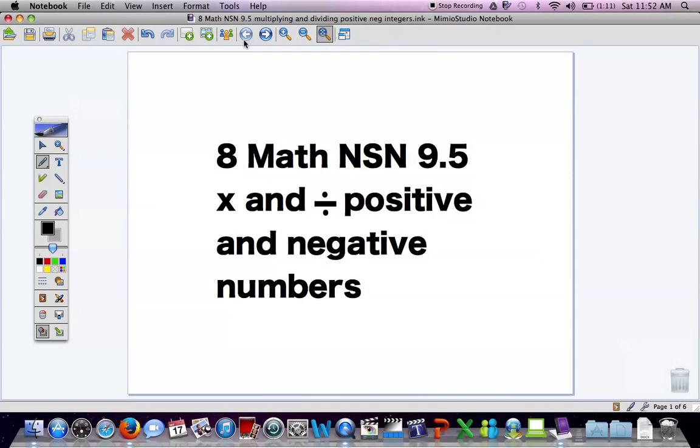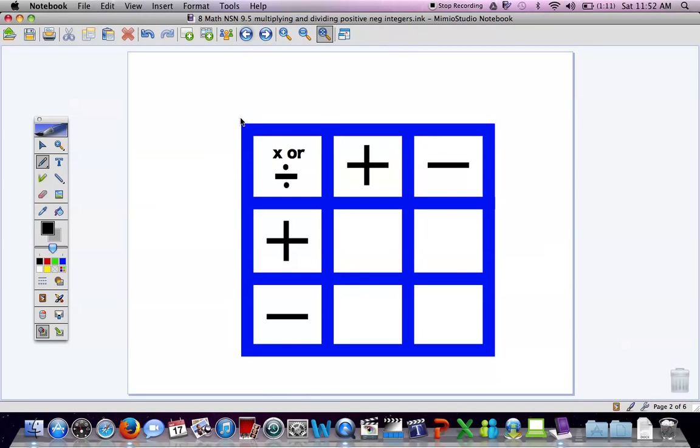Just a little review. When you've got positive and negative integers, whether you are multiplying or dividing, either way, this little table will help you remember what the final sign will be. So if the signs are the same, it's going to be positive. If the signs are different, it will be negative. Let's see how this works.